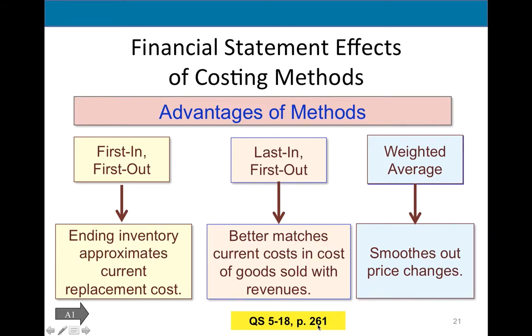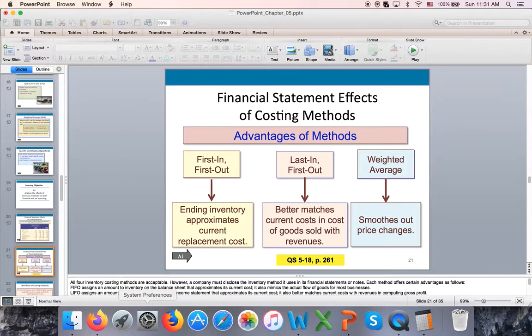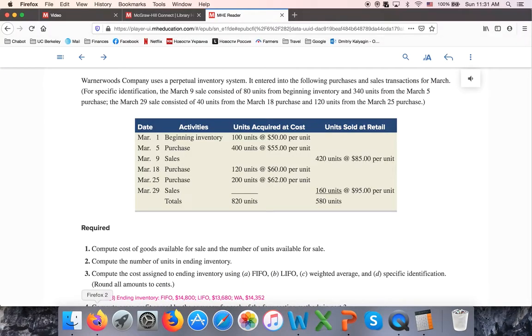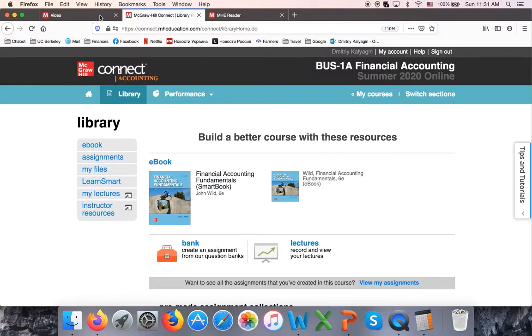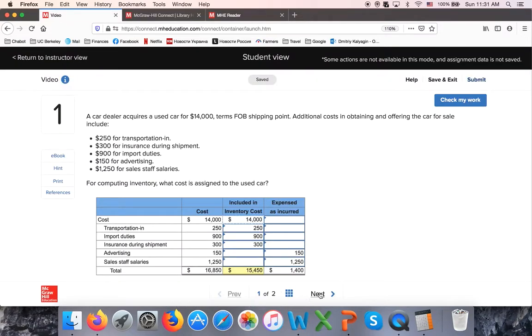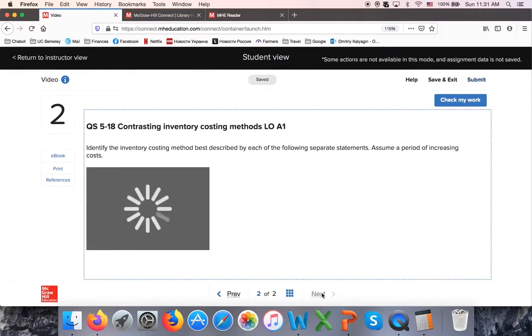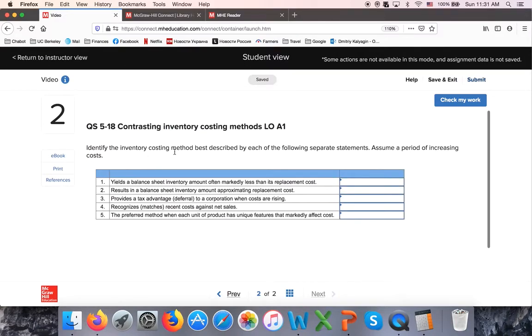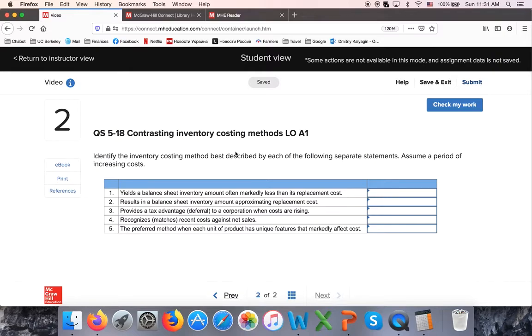So let's go to page 261 and let's take a look at the last quick study for this part of the video. Quick study 5-18. Okay, here we go. Identify the inventory costing method best described by each of the following separate statements. Assume inflation. A period of increasing cost is inflation.